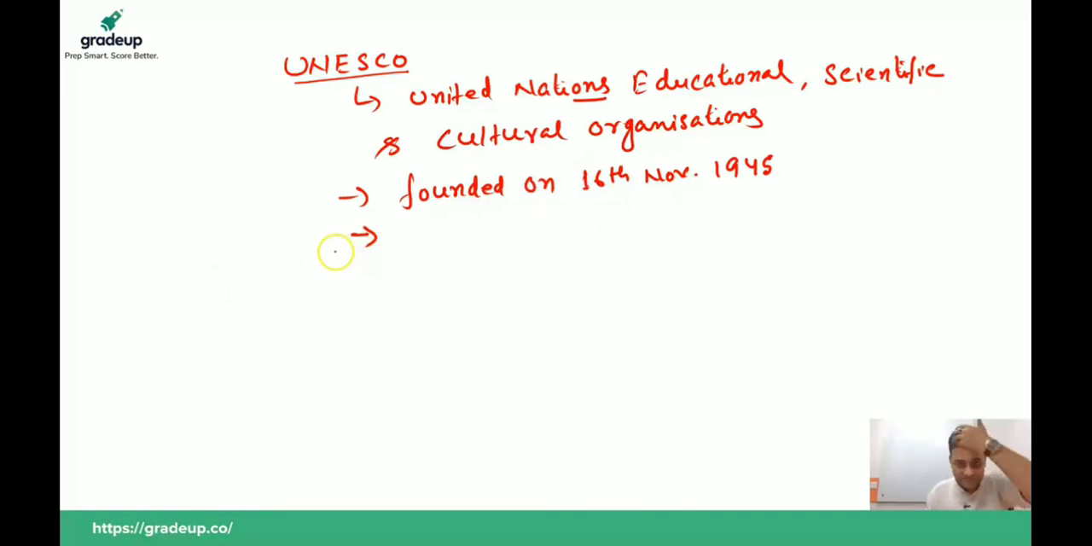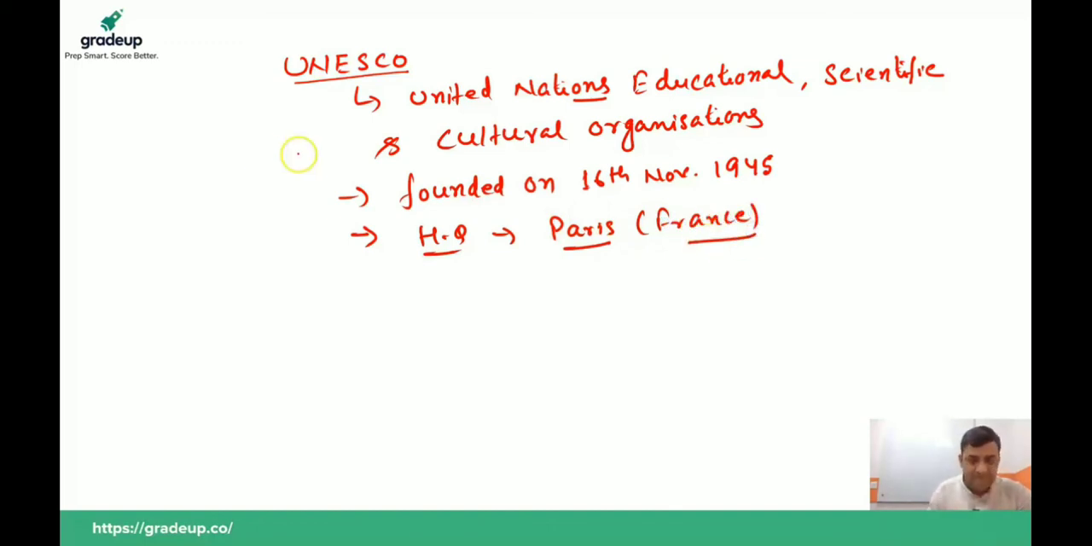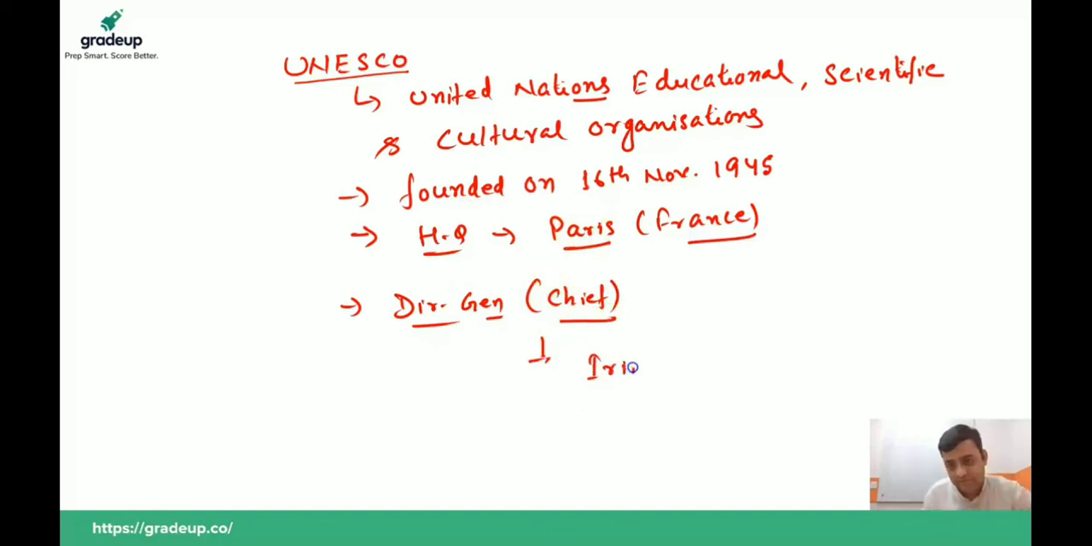The next important thing is that UNESCO is headquartered at Paris, which is part of France, and its Director General, or we can say Chief, is Irina Bokova. It is Irina Bokova from the United Nations Educational, Scientific and Cultural Organization, which is headed by Irina Bokova.